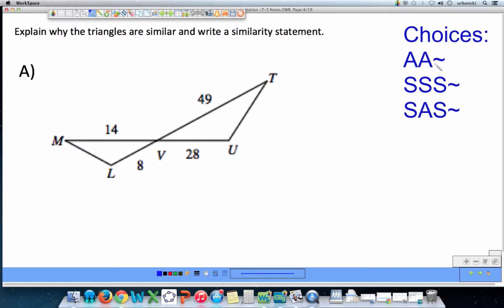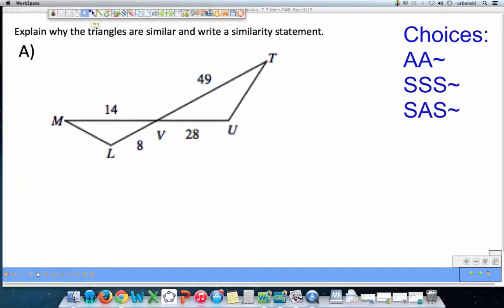If you can find 2 pairs of angles that are similar, then you're done. If you can find 3 pairs of sides that go together, then you're done. If you can find 1 angle and 2 pairs of sides, then you're done. Otherwise, the answer is no. But in this case, it says explain why they are, so we know that the answer is going to be yes. So looking at the picture, I know that I don't have enough information for 3 pairs of sides.